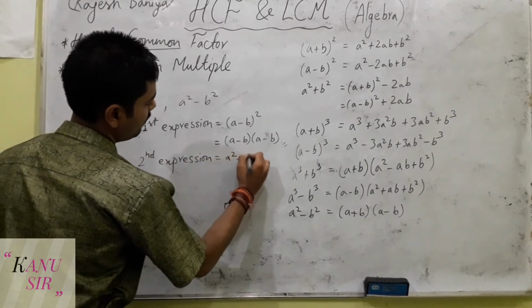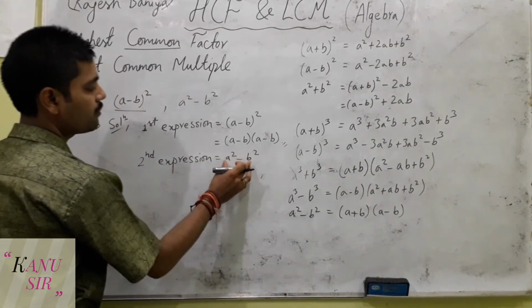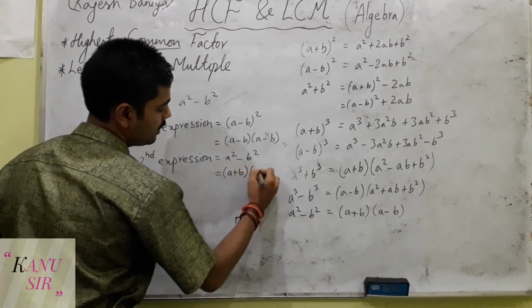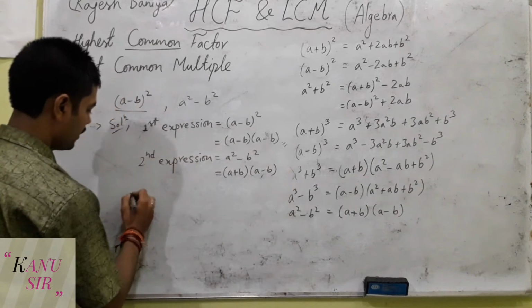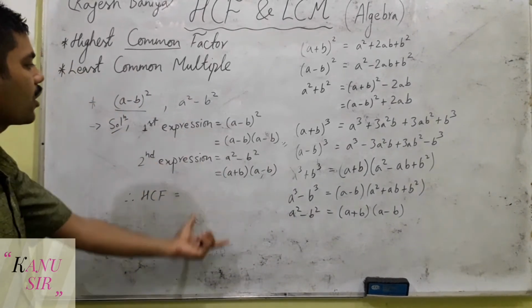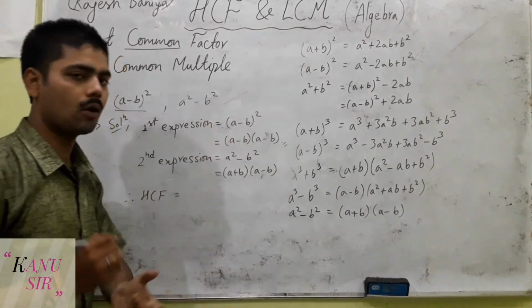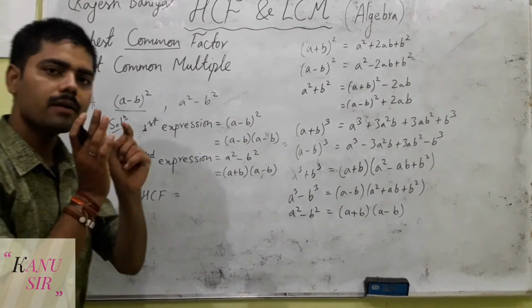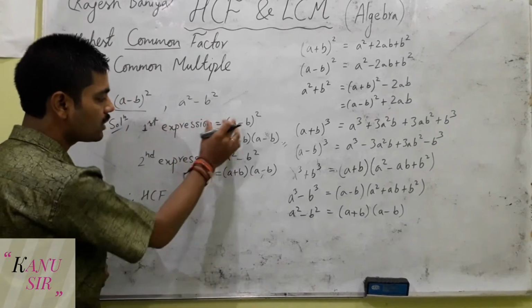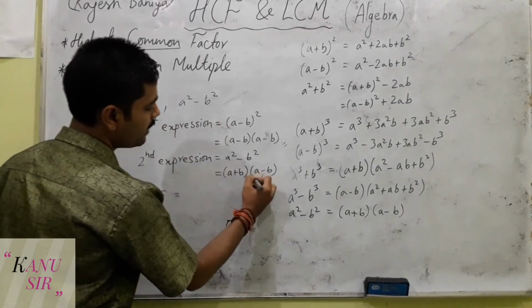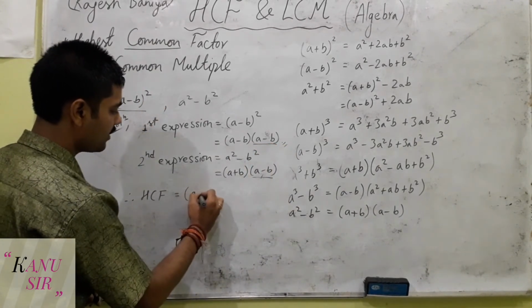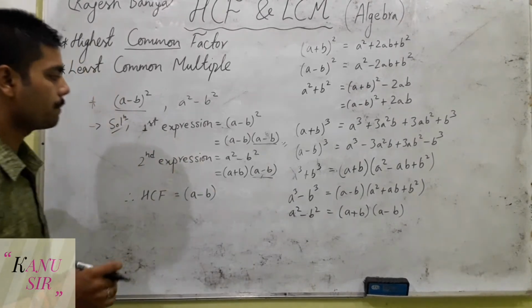that is a square minus b square, and if you know the formula you can open it easily: a plus b, a minus b. Therefore, HCF. Now the meaning of HCF while solving in algebra, you have to understand, the HCF is the common multiple in both the expressions. So a minus b is seen in both the expressions. So the HCF is a minus b.